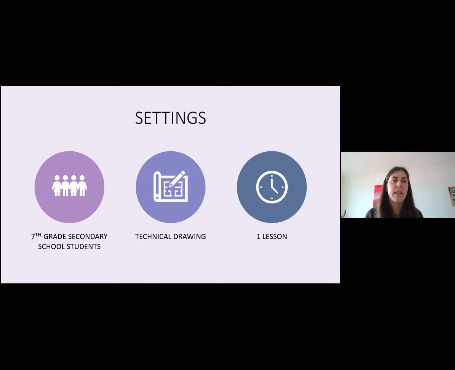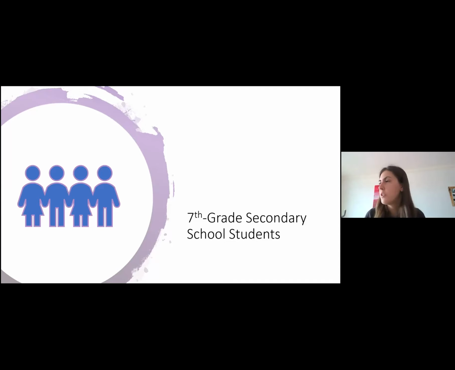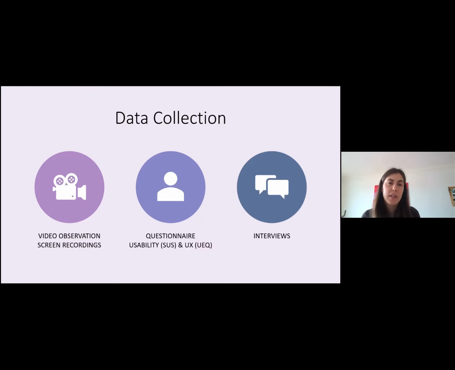The setting for my study will be 7th grade secondary school students in a technical drawing lesson. And the duration of this worksheet should be approximately 1 lesson. Students were used to the GeoGebra Classroom tool before, so they worked with it in distance learning, but now the study will take place in a real classroom. I will collect different types of data, so I will video record the session and also do a screen recording of the teacher's screen.